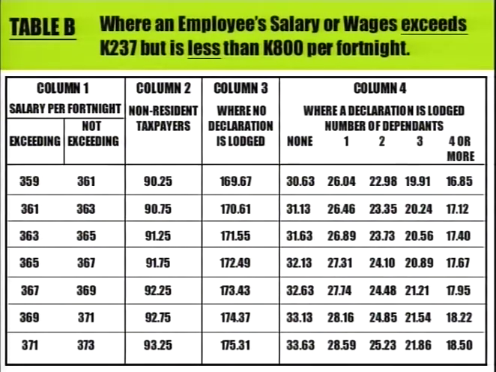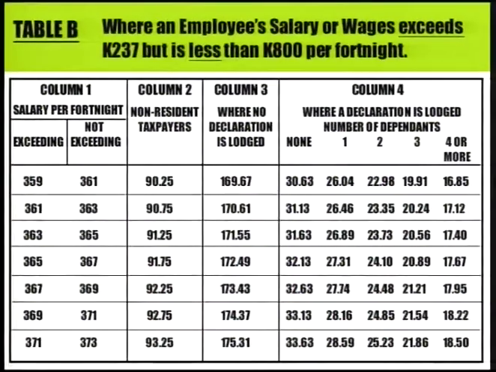So, if you lodge a declaration, if someone earns 363 kina to 365 kina, if he doesn't lodge a declaration, he will pay 171 kina, 55 toya. Please, if there are others in your group who can see, then make sure they know what I'm talking about. Can you all see that?